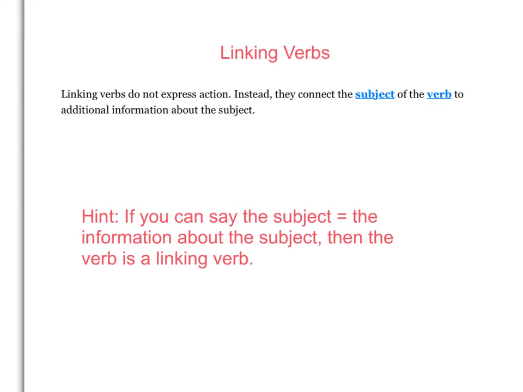All right, linking verbs. Linking verbs are the ones we've had the most trouble with. They do not express action. Instead, they connect the subject of the verb to other information about that subject. So a little hint or a little trick that you can use to help you with this is if you can say that the subject equals the information about the subject, then the verb is a linking verb.